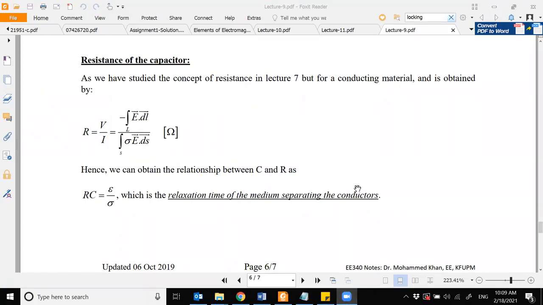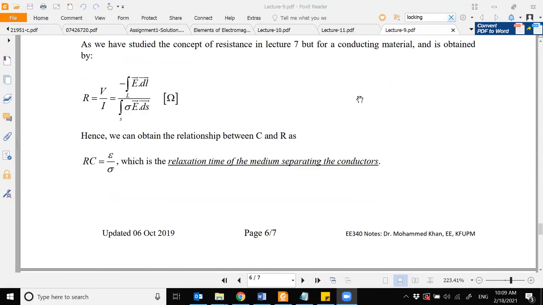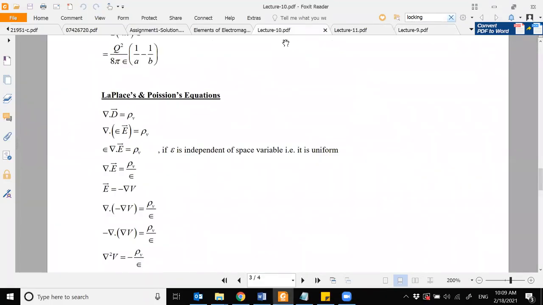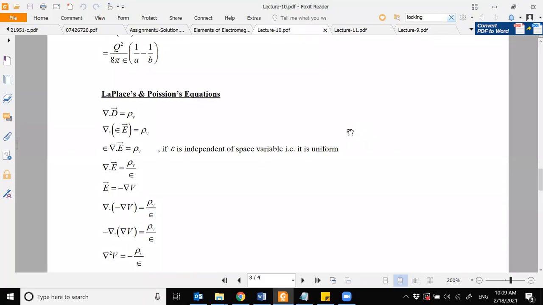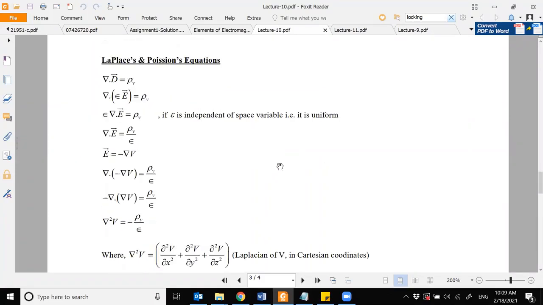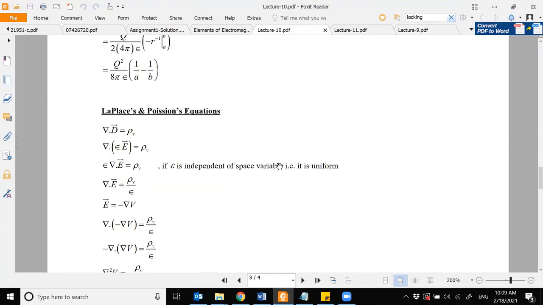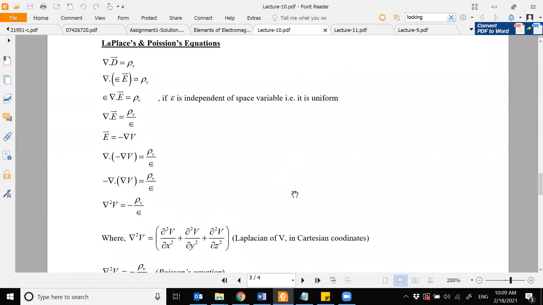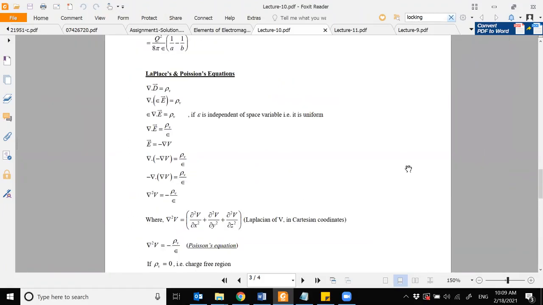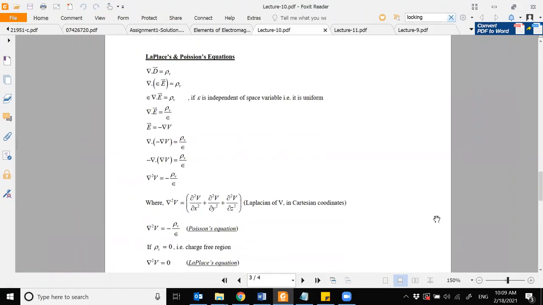Okay. So now let's go back and start our lecture. Laplace and Poisson's equation. Now, what are these Laplace and Poisson's equations? Let me put them together in one page. What we are doing here, if you see, is del dot D bar is equal to rho v.